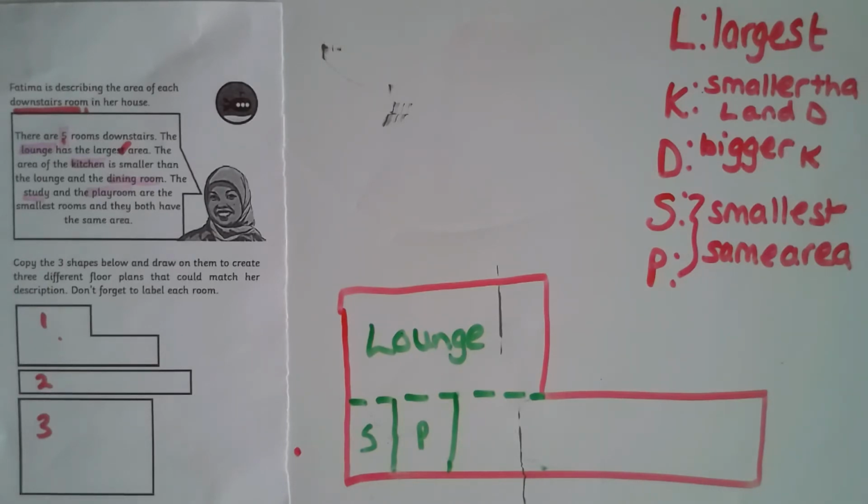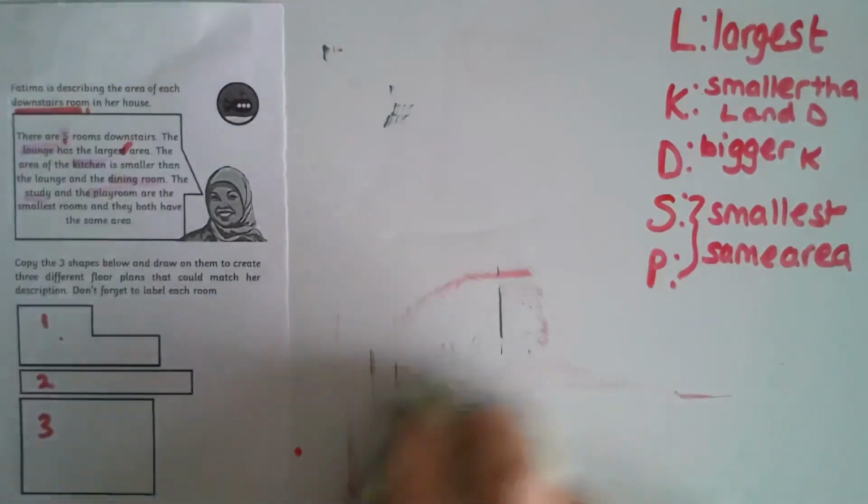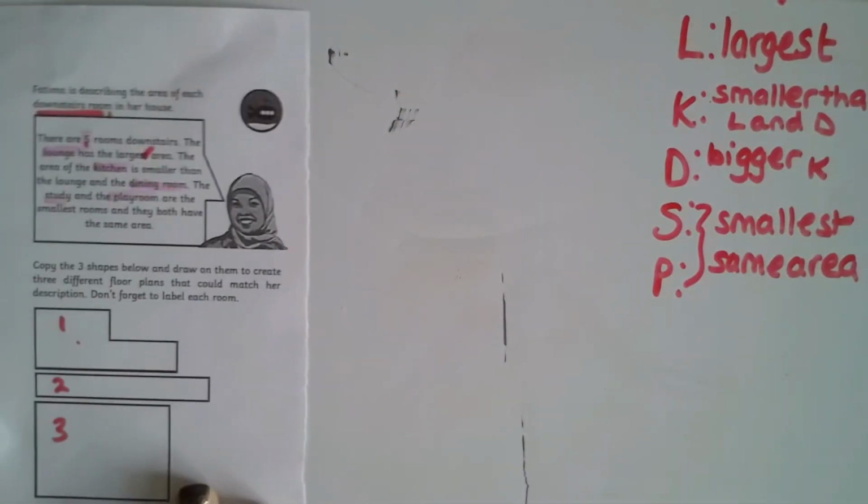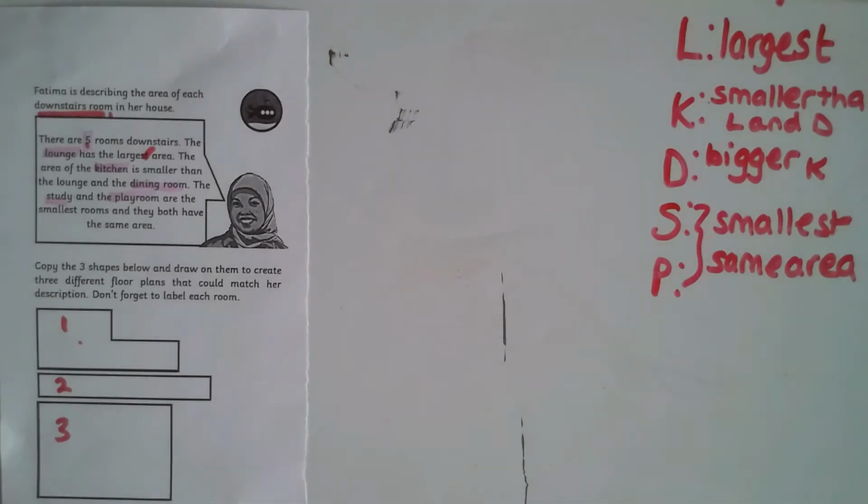Right, so how did you get on? Did you manage to make some floor plans for Fatima? Okay, I'm just going to draw a couple on here so that you can see. So I'm going to move Fatima over there, because I want this bit of space here for me to draw on.